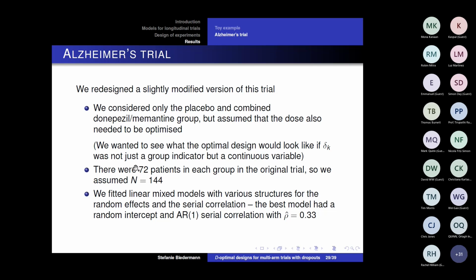And then we took the patients from these arms of the trial, and to get a scenario for designing, we then fitted models and tried to find the best parameters which we could put into the design search. So we fitted linear mixed models with various structures for random effects and for the serial correlation. The best model had a random intercept, and it had AR1 serial correlation, as I showed you before, where the parameter rho was approximately 1/3.